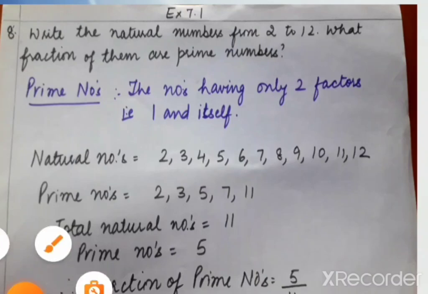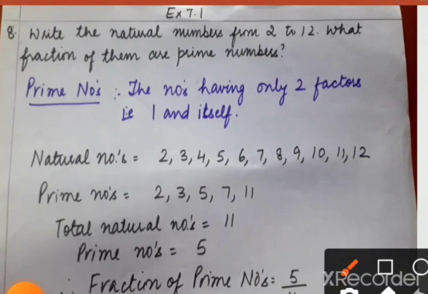So children, here first of all you should understand what prime numbers are. The numbers having only two factors, that is 1 and itself, are called prime numbers. For example, 3. 3 only comes in the table of 1 and 3 itself. So its factors are 2, that is 1 and 3. Another example of a prime number is 5. 5 only comes in the table of 1 and 5.